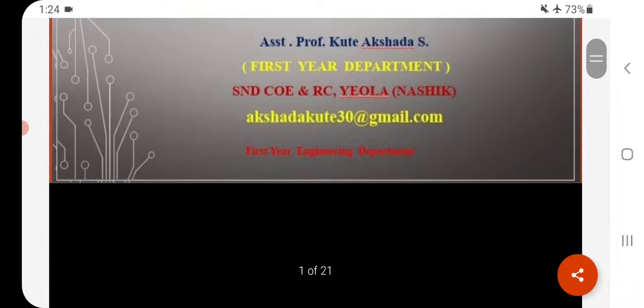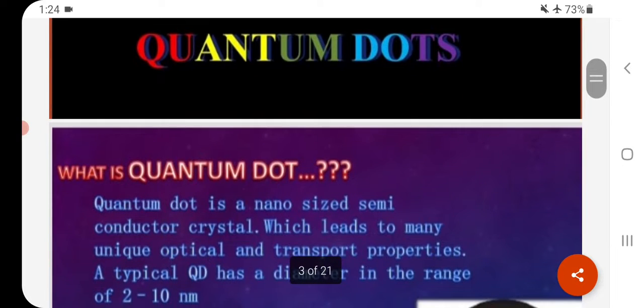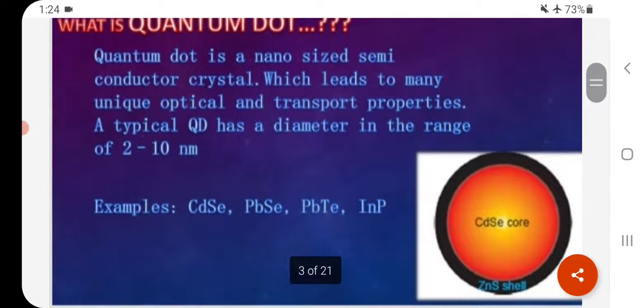Today's topic is quantum dots. What are quantum dots? A quantum dot is a nano-sized semiconductor crystal which has many unique optical and transport properties. A typical quantum dot has a diameter in the range of 2 to 10 nanometers. Examples: CdSe, PbS, PbTe and InP.